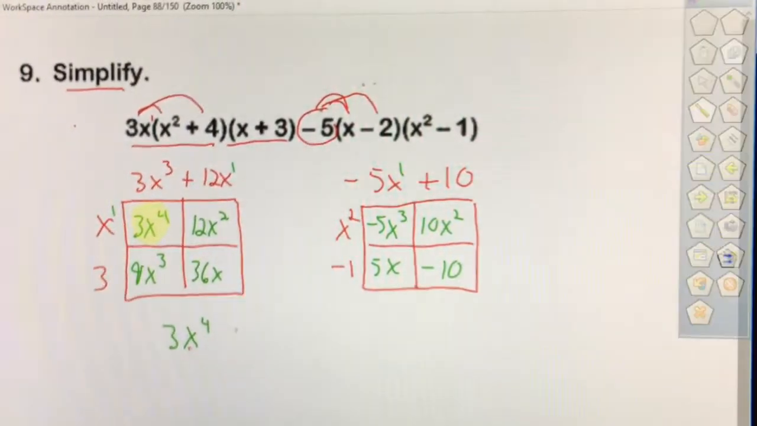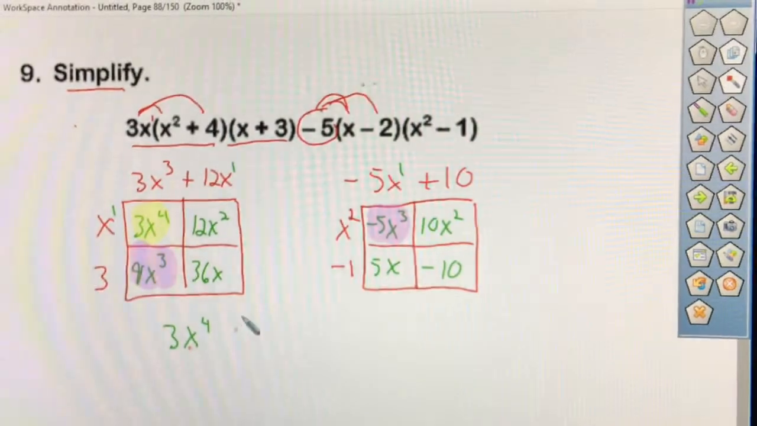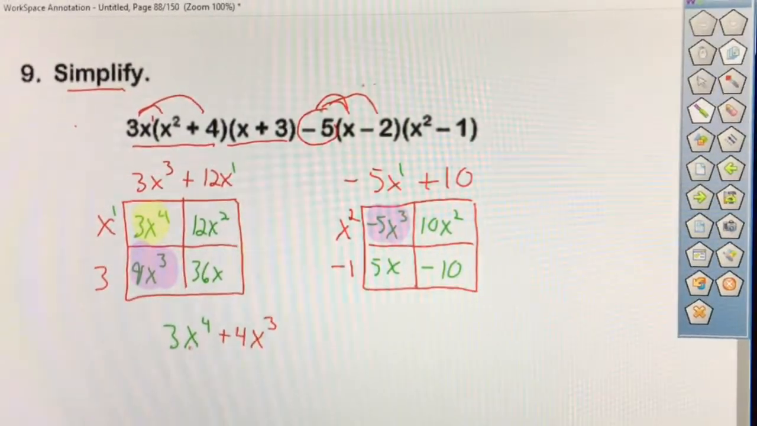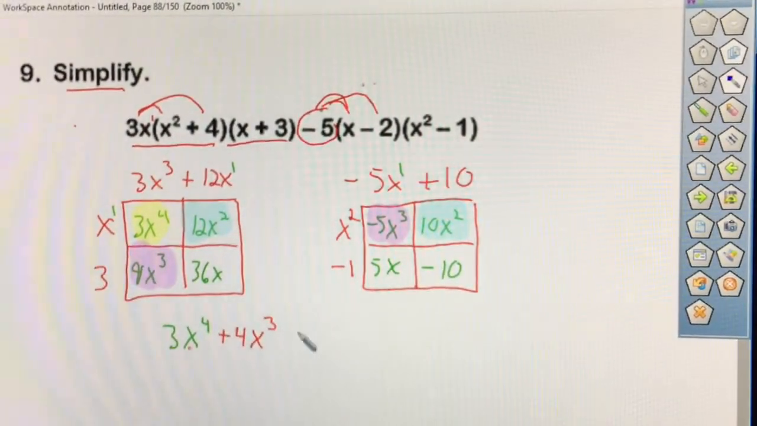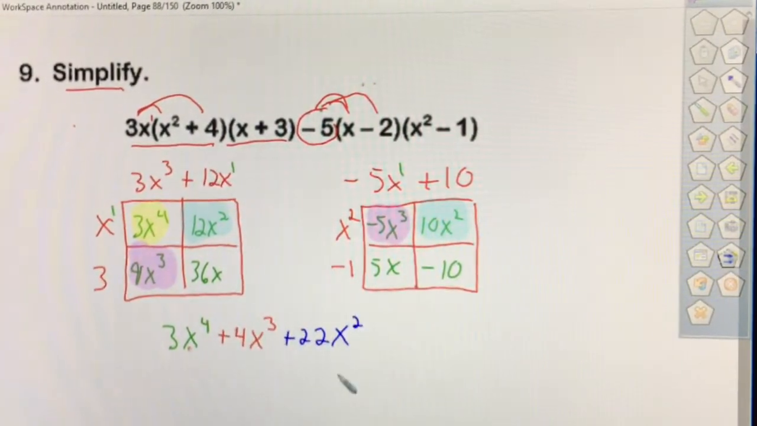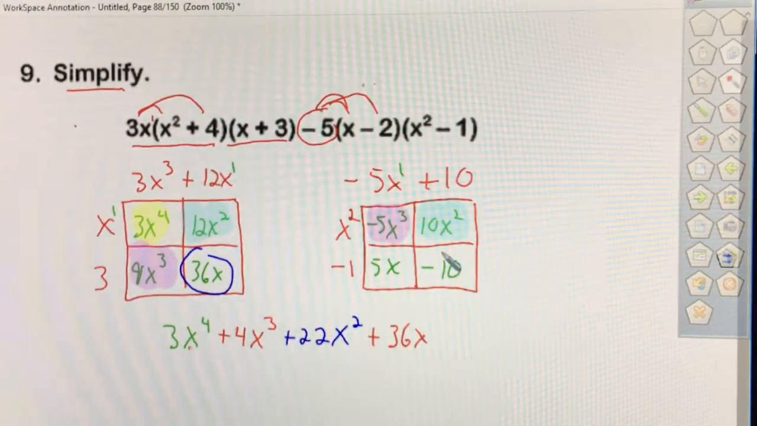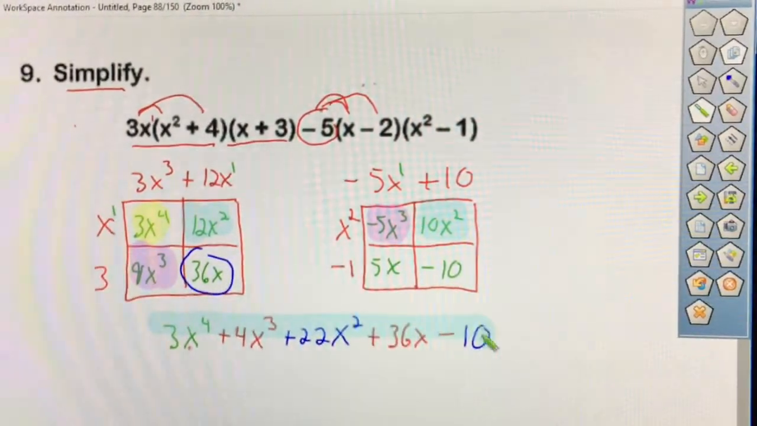Next one will be a third power. Do I have anything to the third over here? Yes, I do. So that's 9x cubed minus 5x cubed is going to give me, 9 minus 5 is going to give me plus 4x cubed. My next term would be an x squared term. Let's see if I have anything x squared, 12x squared, and 10x squared. They add up to equal 22x squared, I believe. And then I have nothing like this, so it's going to be plus 36x minus 10 as my final constant. And that's my simplification of this.